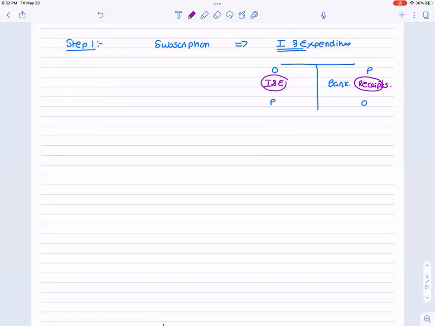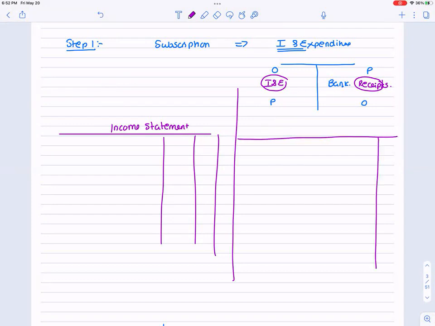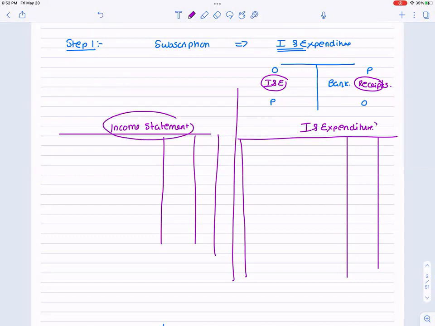After you prepare the subscription account, you make two statements. The first statement that you prepare is the income statement. And the second statement that you prepare is the income and expenditure account. I am repeating. After you prepare subscription account, you will prepare two statements. The first is the income statement and the second is your income and expenditure account.